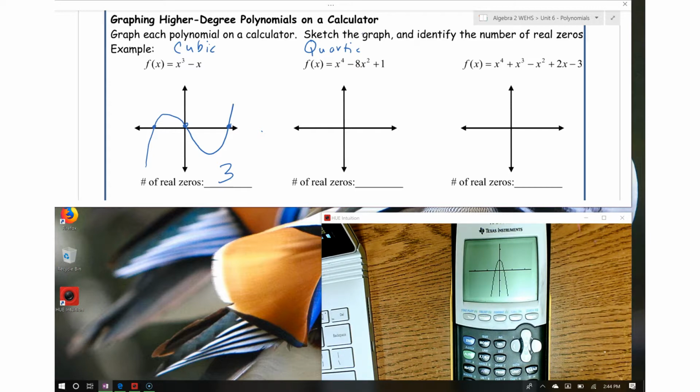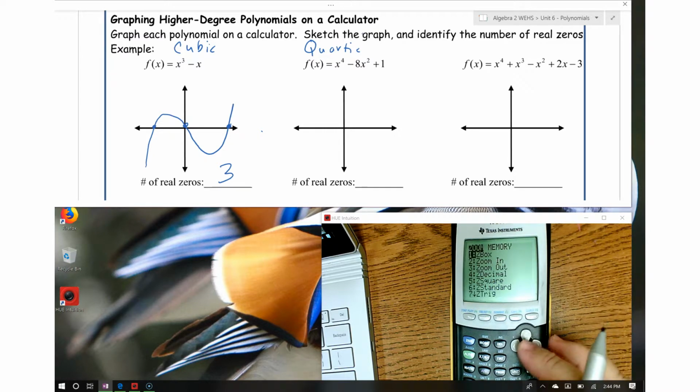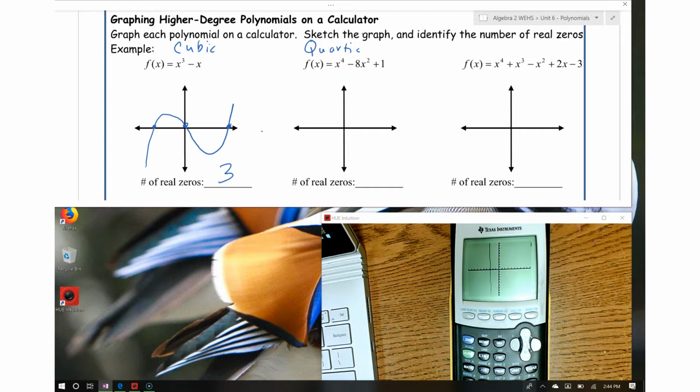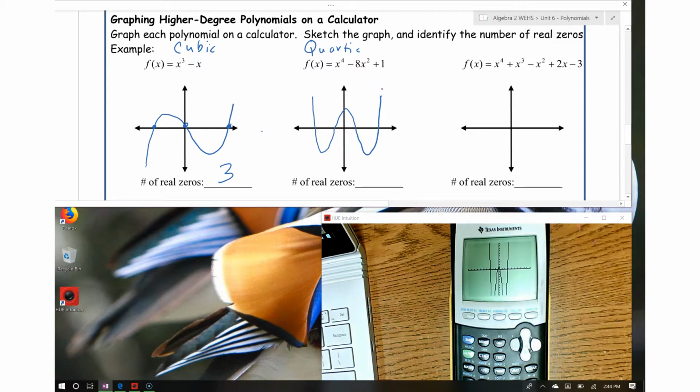You're not really seeing the whole picture here since I left it zoomed in from the last graph. So I'm going to press zoom and go ahead and zoom standard. Zoom standard just means it's going to graph it the way a regular screen window is outlined here. And you notice that it's a W. So it goes down, and it goes back up, and then it goes up, down, and then it goes back up.